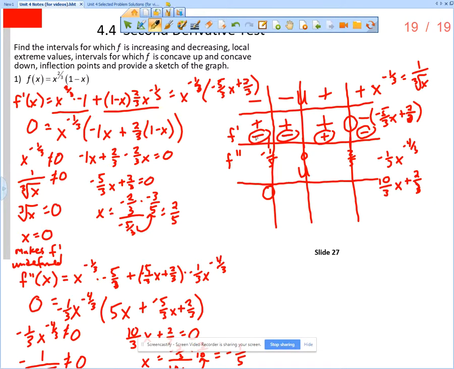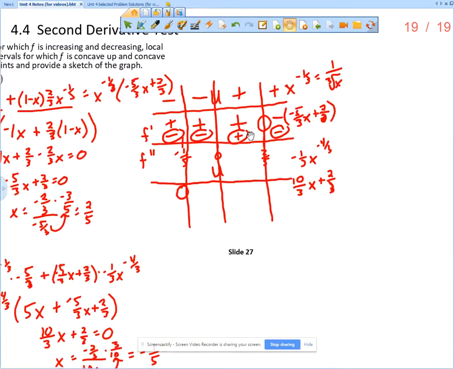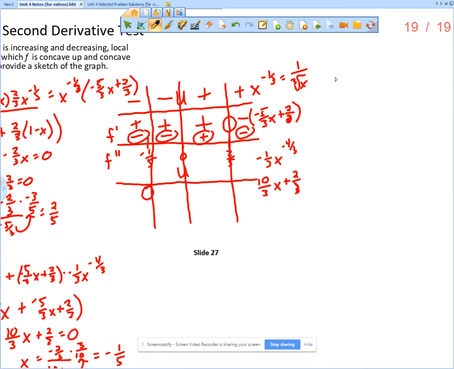So now we are able to answer increasing, decreasing, and local extreme values. I'm sorry that you might be running out of room here, but let's go ahead and answer those questions. f is increasing on what interval? It is increasing on 0 to 2/5. f is decreasing on what interval? That would be from negative infinity to 0, and then 2/5 to infinity. So that's increasing, decreasing.